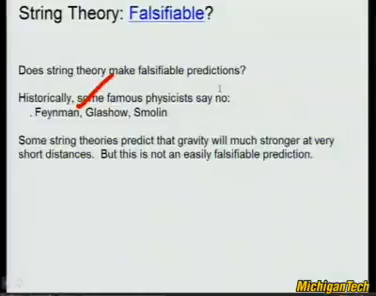Some famous people have said so. Richard Feynman was not a big fan of string theory. Sheldon Glashow and Lee Smolin, the last of whom has published a book. There is, though, as I said, some string theories predict that gravity will be much stronger at very short distances. This is not, however, easily falsifiable. You can't go and test this very easily. People are thinking of ways to try to do this, but there has been no definitive test as of yet.